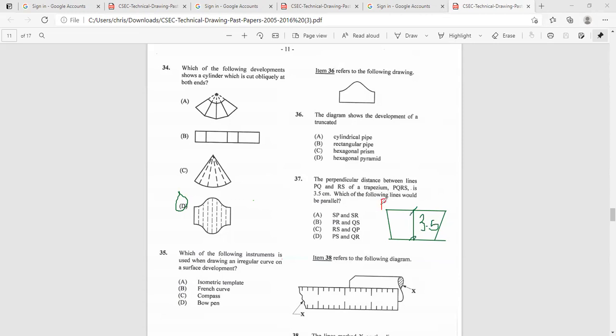PQ, RS, which of the following lines would be parallel? PQ is one, and RS is one also, right? So the answer would be RS and QP. So it'll be RS and QP, right?